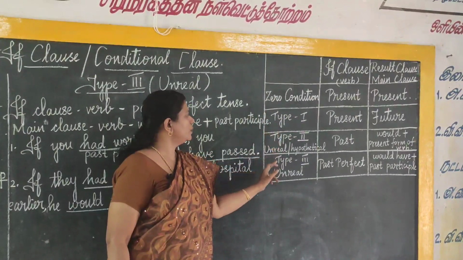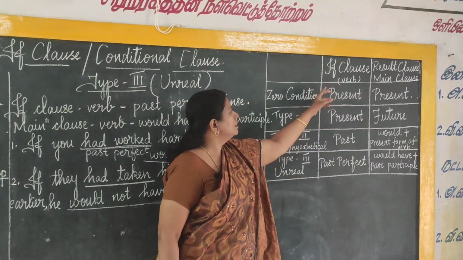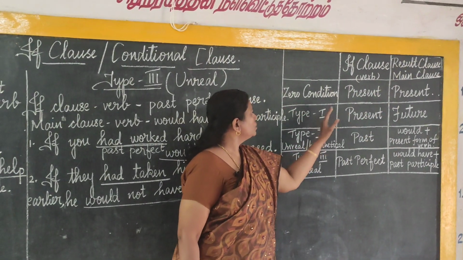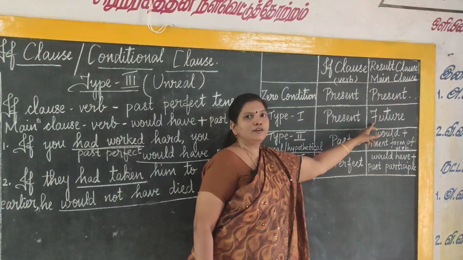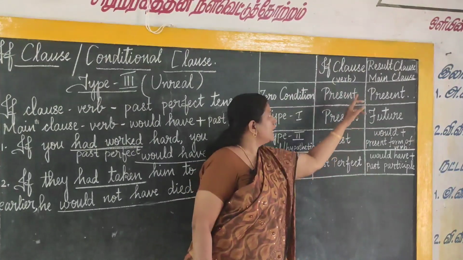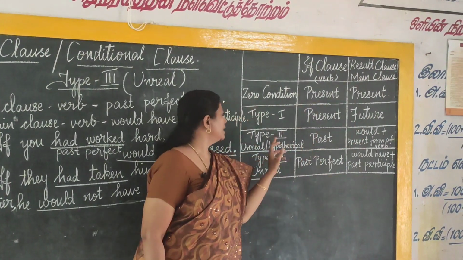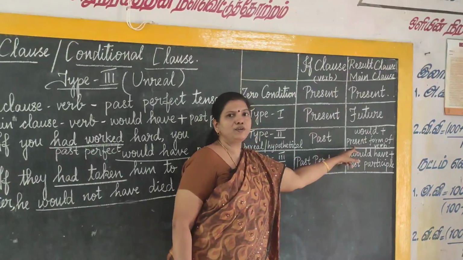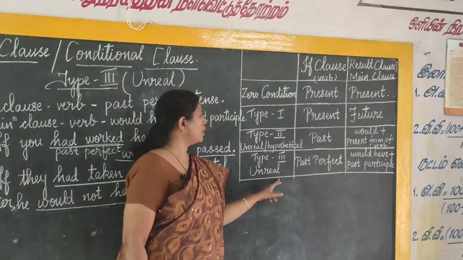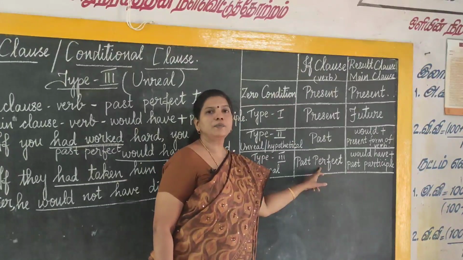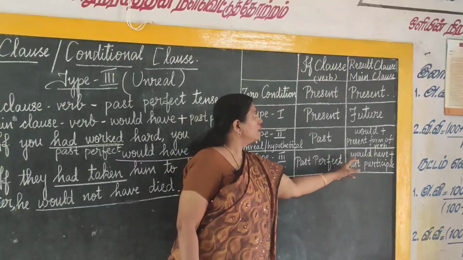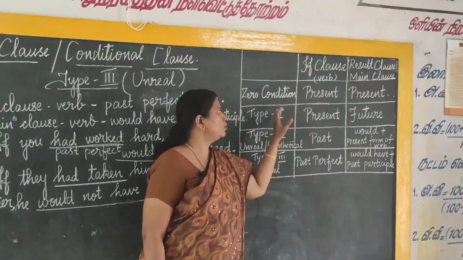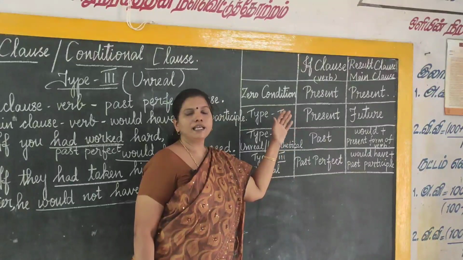Zero condition, type 1, type 2 and type 3. In zero conditional, in the if clause the verb will be in present tense, and in the result clause the verb will also be in present tense. In type 1, present tense and future tense: in the if clause the verb will be in present tense and in the result clause the verb will be in future tense. In type 2, the verb will be in past tense and in the main clause would plus present form of verb. And in type 3, in the if clause the verb will be in past perfect tense and in the result clause would have plus past participle. So, this is the structure you have to remember. You can easily identify type 1, type 2 and type 3.